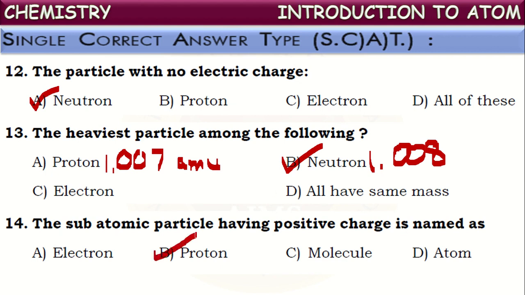Proton is the particle with 1 unit positive charge on each particle, which is quantitatively equal to 1.602 into 10 to the power of minus 19 coulombs. This is the charge carried by each proton, which is considered as 1 unit positive charge.